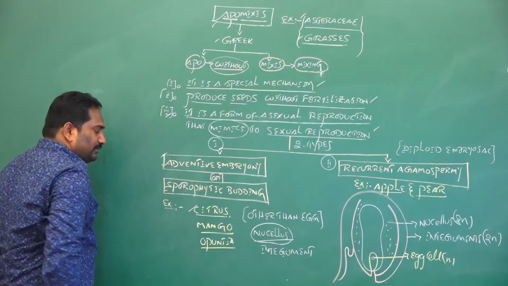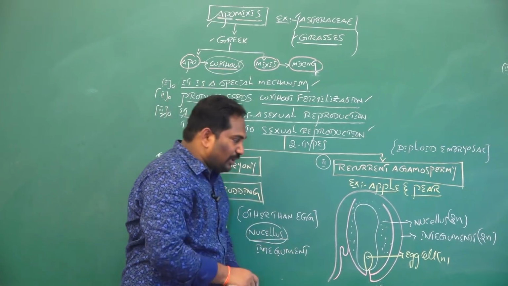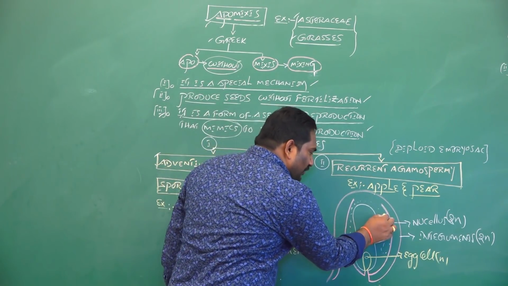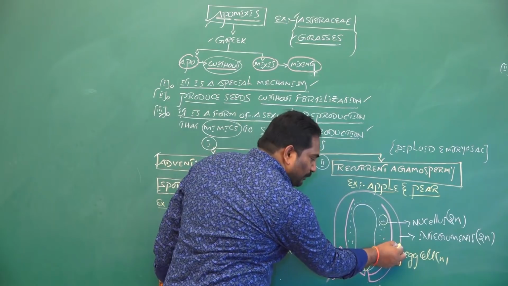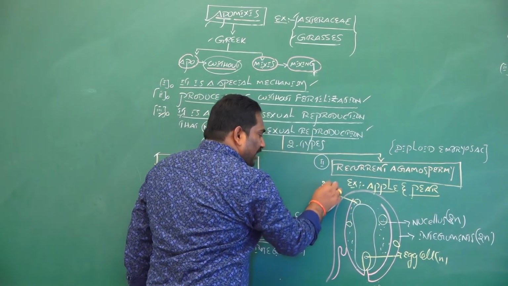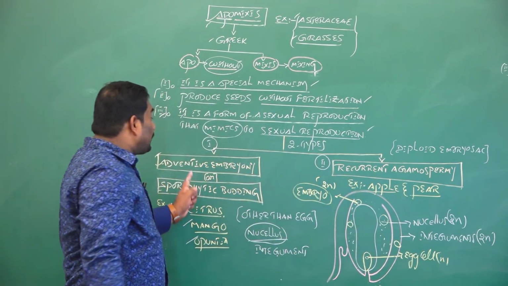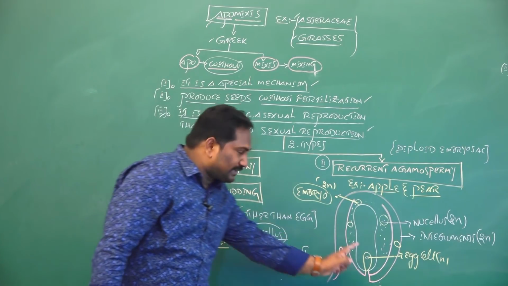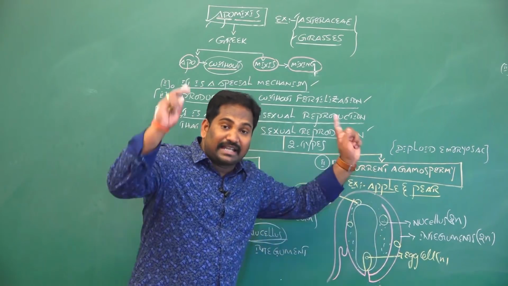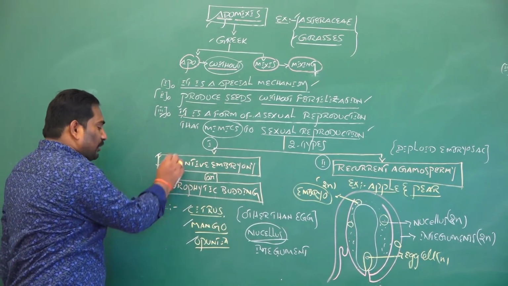Examples are citrus, mango and opuntia. What is adventive embryony? In an ovule, other than the egg cell, either the diploid nucellus or the diploid integuments can produce diploid embryos. This is called adventive embryony. Other than the egg cell, other parts of the ovule such as diploid nucellus and diploid integuments can develop into a diploid embryo during apomixis, called adventive embryony or sporophytic budding.